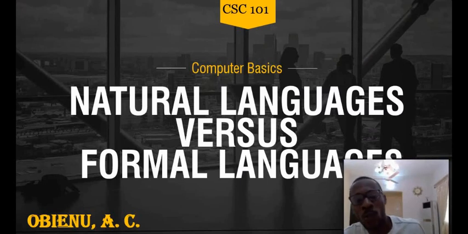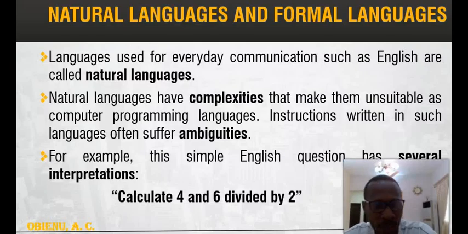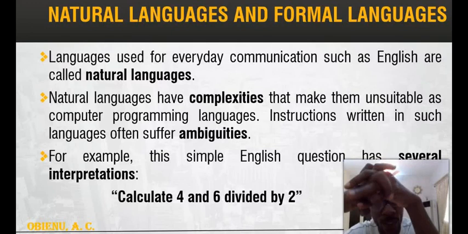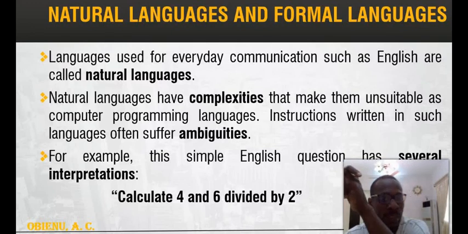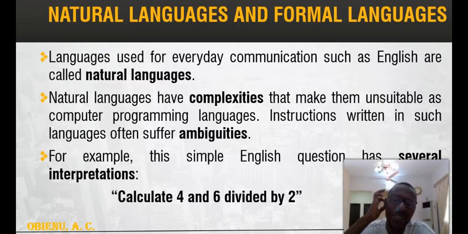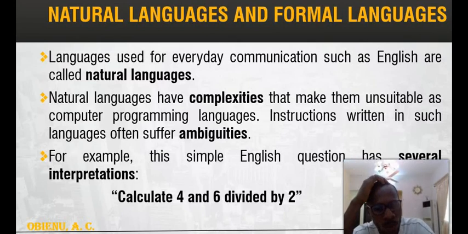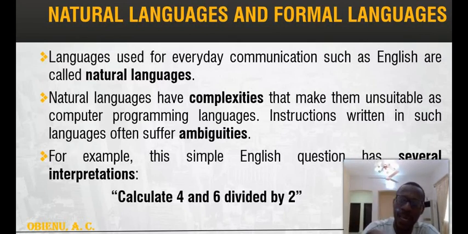That is why we have to look at natural language and formal languages. Now that brings us to what we call natural languages and formal languages. The languages we use every day, like our English language, are called natural languages. There's no issue with those languages, but there is a problem. Any language written in natural language often suffers ambiguity. When we say ambiguity, we mean that it has more than one meaning. For example, look at this expression: calculate 4 and 6 divided by 2.